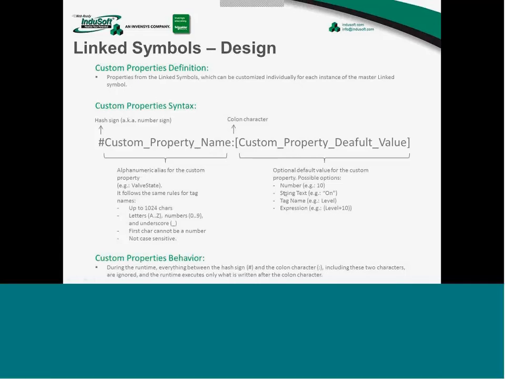And properties can have four different types of values. It can be a number, like 10. It can be a string text, like on between double quotes, or off, or any text you want.